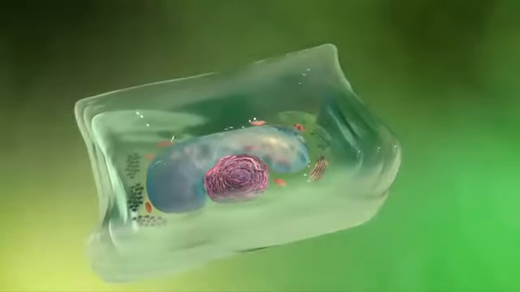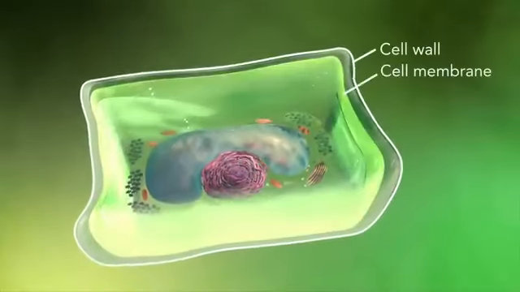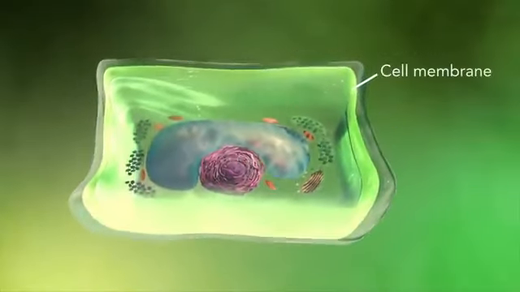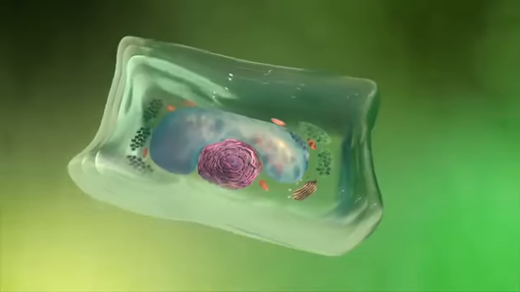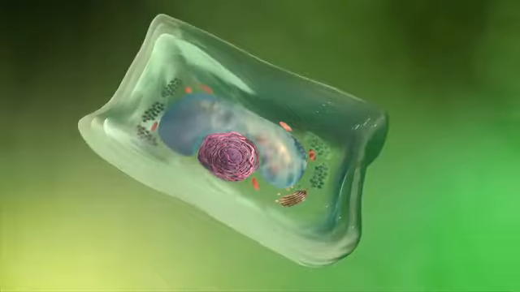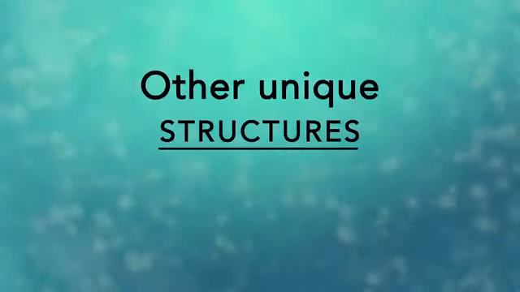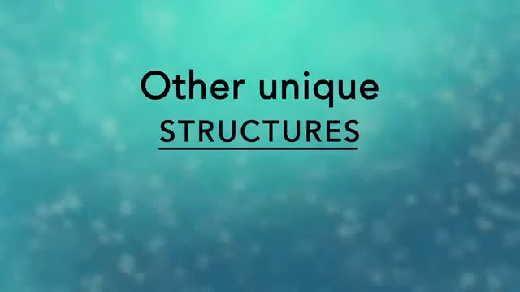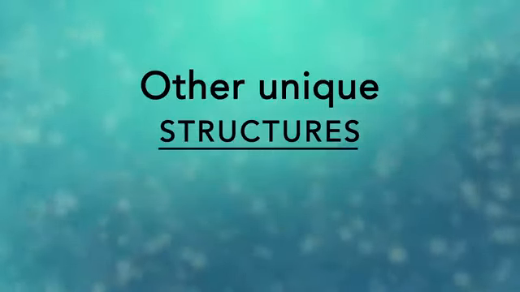Plant cells also have a cell wall outside of their cell membranes that shape, support, and protect the plant cell. Animal cells never have a cell wall. There are many other unique structures that only some cells have. Here are just a few.